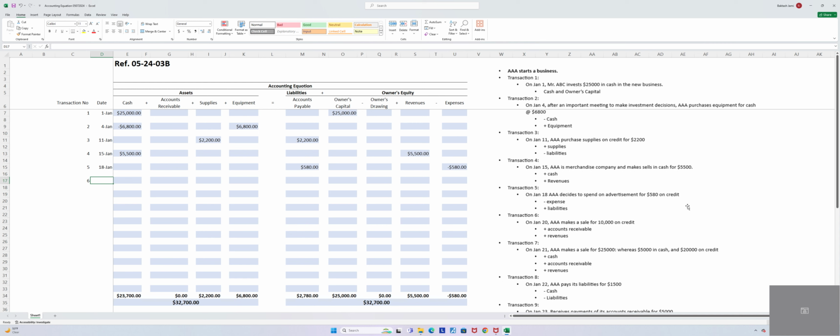Next transaction, on January 20th: AAA makes a sale for $10,000. I'm glad that after spending on advertisement, the company is now making money. What is the sale? It's on credit. It's making money, but on credit, so that means it's accounts receivable. Whatever we sell, not in cash but expecting to receive in the future, should go under accounts receivable, $10,000. And since it's revenue, it goes under revenue.